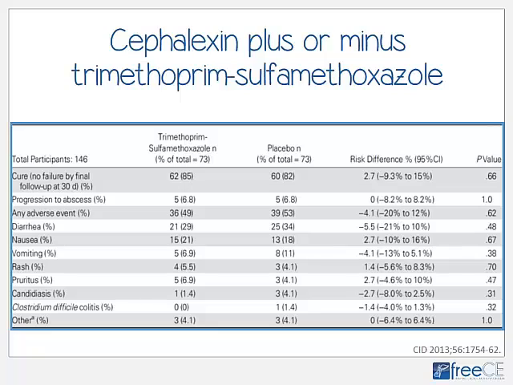So in terms of cure, about 80% of patients who received Cephalexin plus Trimethoprim Sulfamethoxazole, and about 80% who received only Cephalexin, were cured. The difference was only about 2.7%, or almost 3%, that were cured to a greater extent when they received combination therapy compared to only the monotherapy. And this difference was not significant.